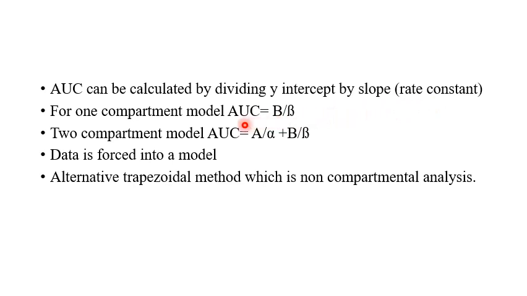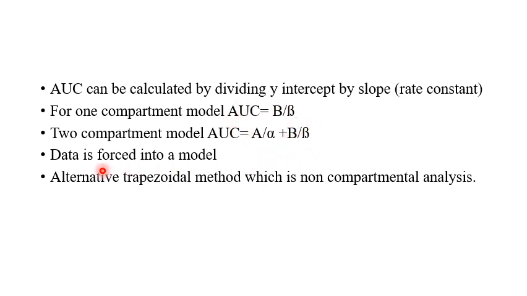So if we apply our models, for the one compartment model, the equation for area under curve will be B over beta, and in case of two compartment model, the equation for area under curve will be A over alpha plus B over beta, that is the sum of these two variables. I am going to explain this in my next slide.